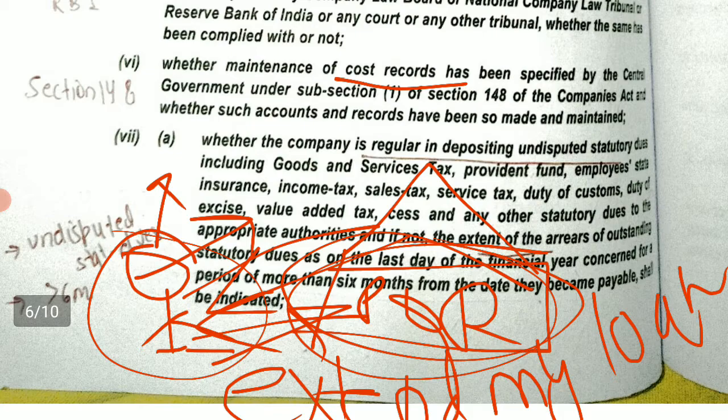That means whenever a company is supposed to maintain cost records, the company has to follow the provision of section 148 subsection 1 of the Companies Act 2013. So as an auditor, we have to report whether everything is as per the provision and whether the accounts have been properly maintained and recorded. So this is clause number 6. Clause number 6 is over and it is cost records.